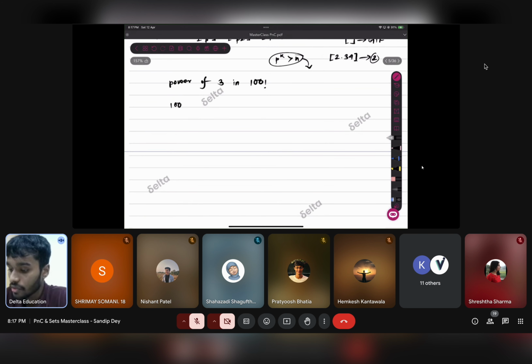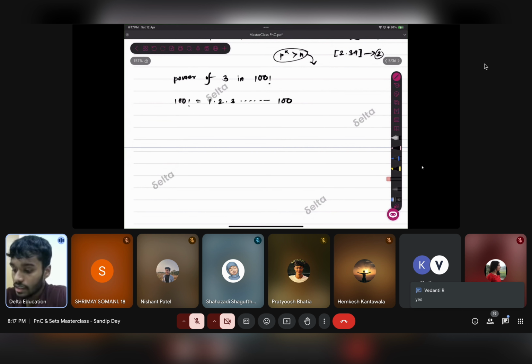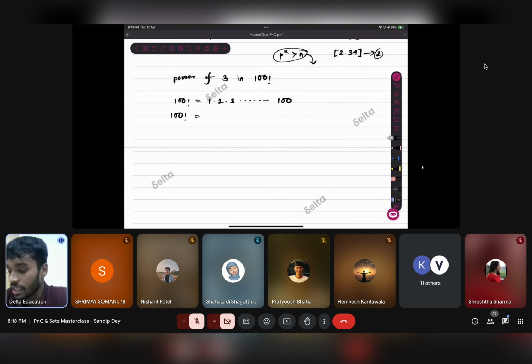If I write 100 factorial, it is nothing but 1 multiplied by 2 multiplied by 3 all the way up to 100. That is what we have learned before. Now if I segregate the values, I can write 100 factorial as, let's say, I am taking all the multiples of 3 first. So if I take all the multiples of 3 in a separate bracket, it will be 3 multiplied by 6 multiplied by 9, 12, and all the way up to 99. I am keeping this aside and taking all the other values on the other side.